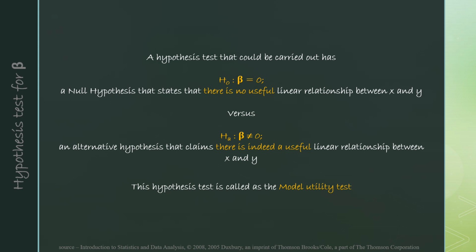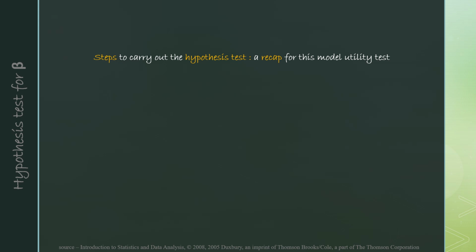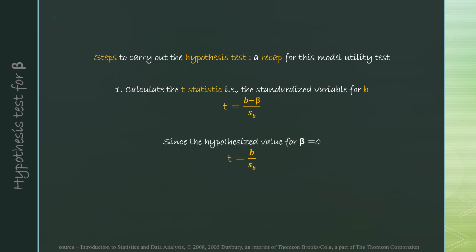Steps to carry out the hypothesis test. A recap for this model utility test. Note, only the steps are listed here. For concepts behind these steps, please go through the previous lectures on hypothesis testing, point estimates, and t-statistic tables. Steps. Calculate the t-statistic, that is, the standardized variable for the sample regression line slope b, which is given by t equals b minus the population regression line slope beta divided by the standard deviation for b, which is SB. Since the hypothesized value for beta equals 0, t equals b divided by SB.